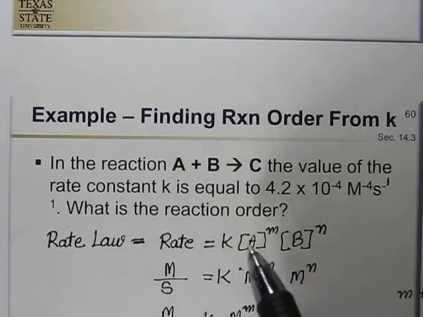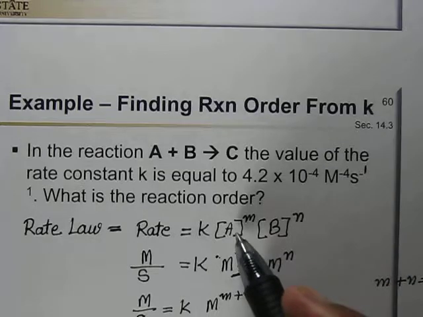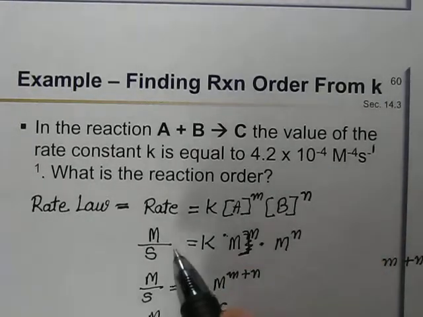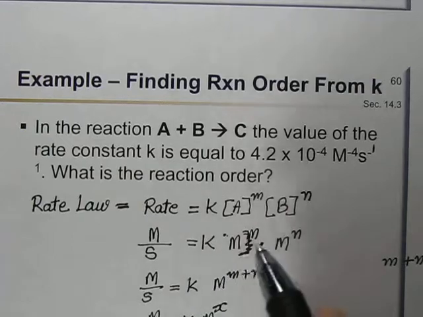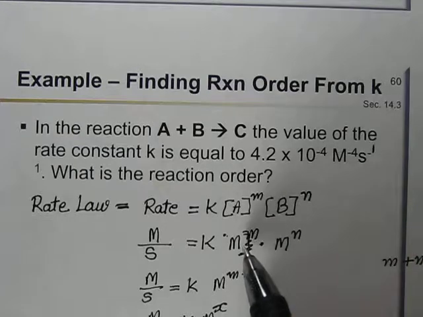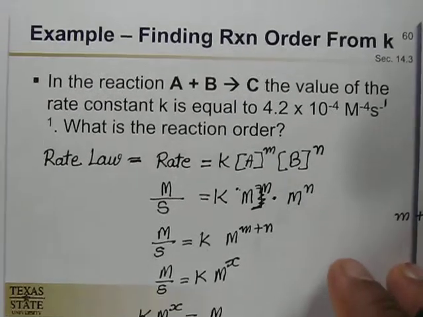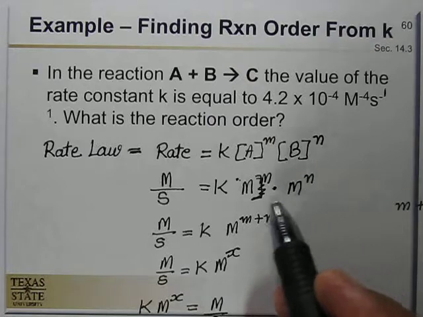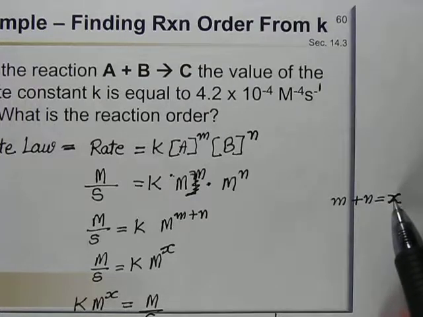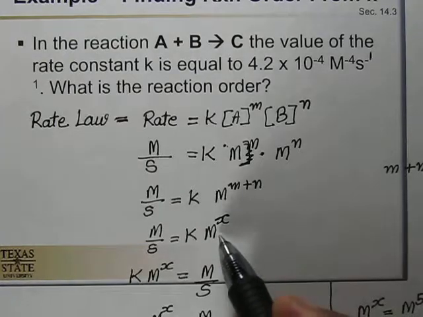The rate law will be like: rate is equal to K, the reaction rate constant, times A raised to the power small m, B raised to the power small n. Now we are going to add only units. Rate is always molarity per second. K we will also replace with only units. A will be molarity raised to the power m, molarity for B raised to the power small n. When we multiply the powers, basically they add up. So small n and m we can write as small x. So molarity equal to rate, molarity raised to the power x.